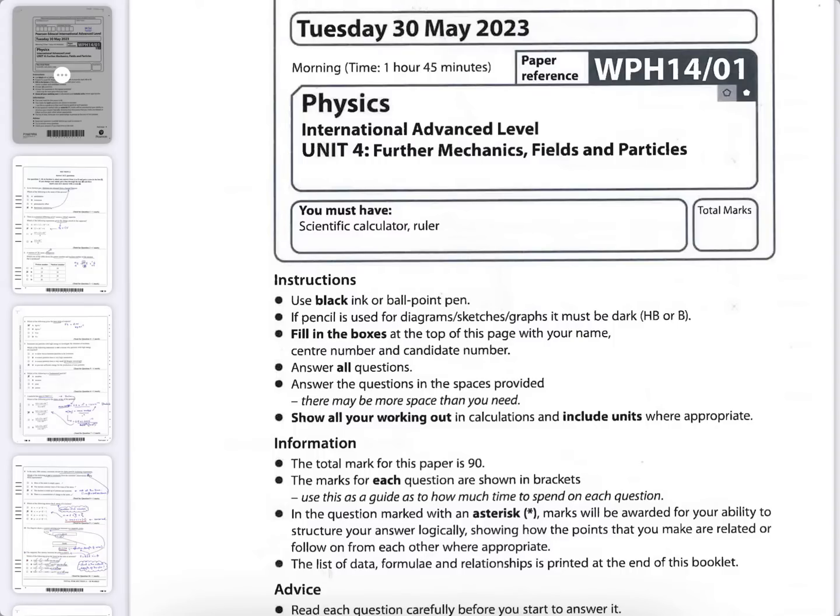Okay, I think this is part 4 of this walkthrough of the physics IAL exam for Unit 4, Further Mechanics, Fields and Particles. The first section was multiple choice, then I went through section B in 2 separate videos, and we've done up to question 15, I think. So we're going to zoom ahead.